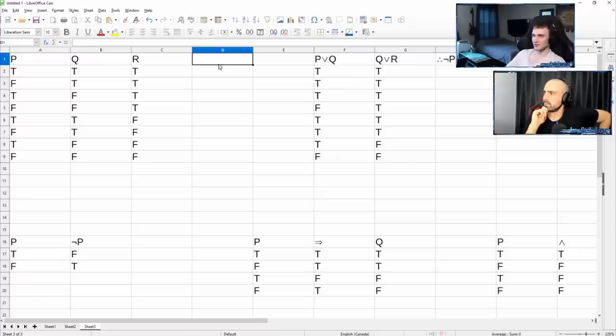Okay, for a negation we've got to add a bit more. I actually want you to tell me how to fill out the negation column. It would just be everything backwards. So F, T, F, T, F, T, F, T. Correct, yeah. Okay.